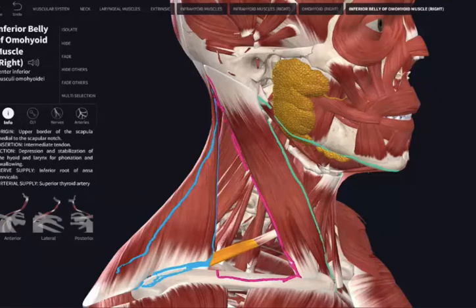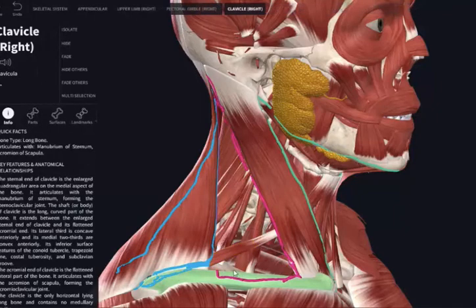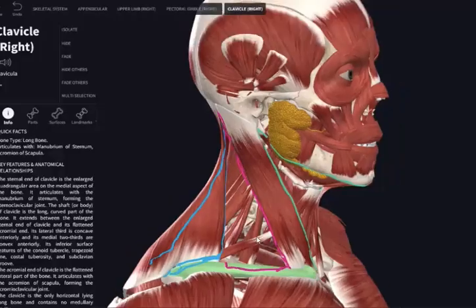So for the omoclavicular triangle, you would have the inferior belly of the omohyoid as the superior border, the clavicle down here as the inferior border, and this little sliver of the posterior border of the sternocleidomastoid as the anterior border. But for simplicity, I'm just going to refer to the general contents of the posterior triangle when we talk about what we can find in here.